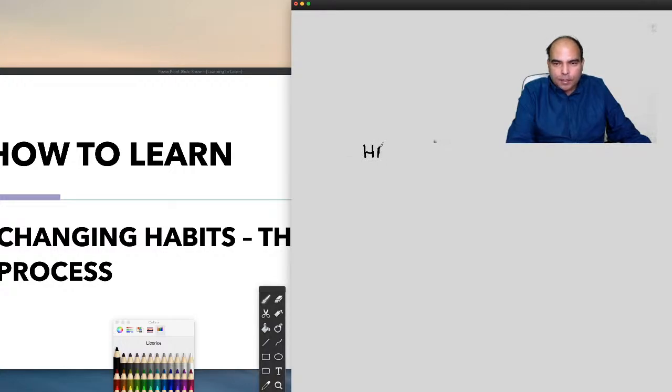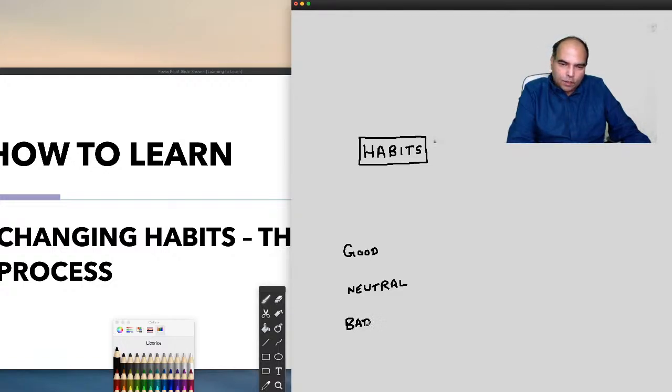To understand how to change habits, let's focus first on what habits are. And we have talked about those. Habits are not always bad, and some habits you actually want to hold on to completely. Hence habits can be classified as the good ones, the neutral ones, and the bad ones. And some neutral habits might become bad in the context of certain challenges.